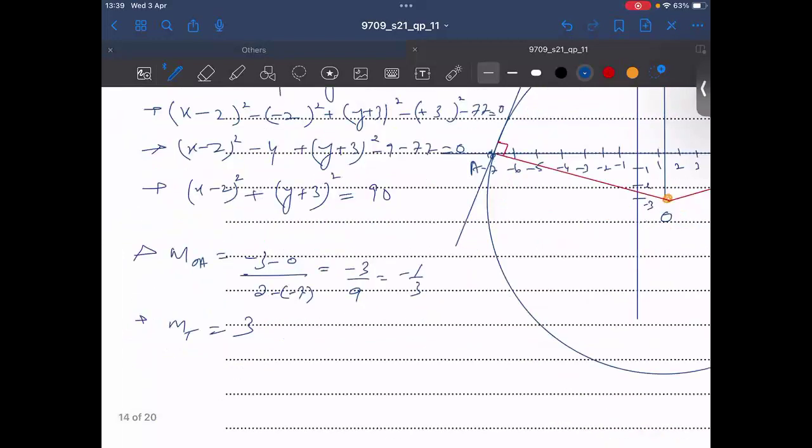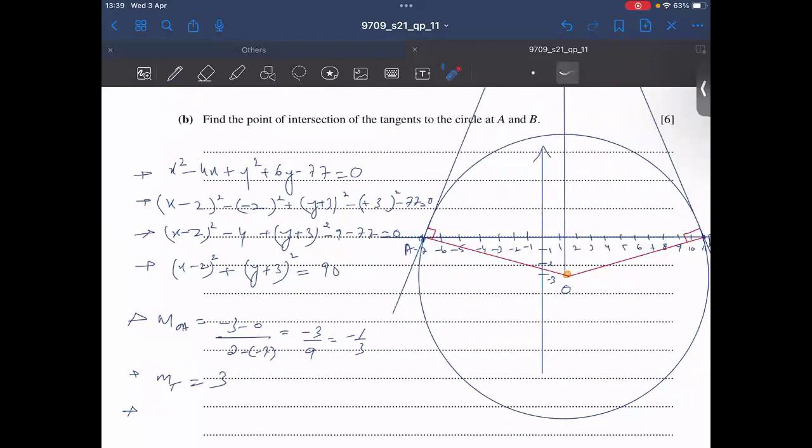Sir, whose gradient did you find? OA's, the gradient of OA. So it's minus 1 over 3. So the gradient of this tangent is going to be plus 3.